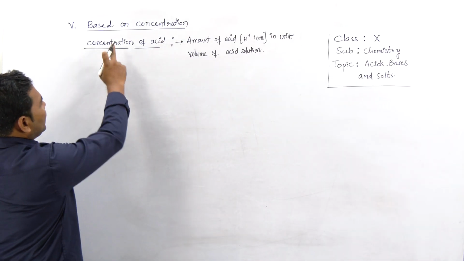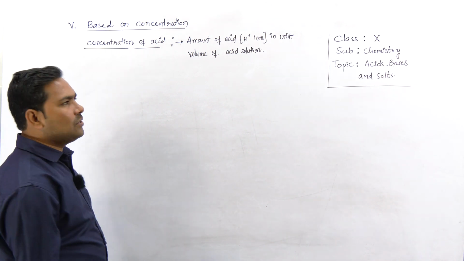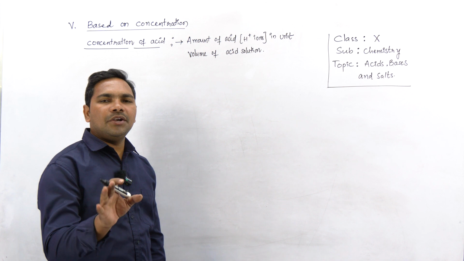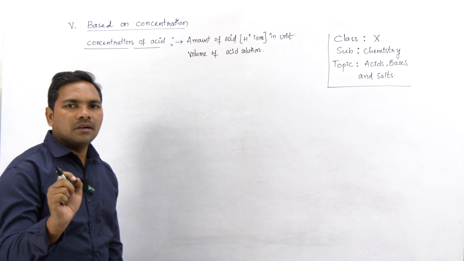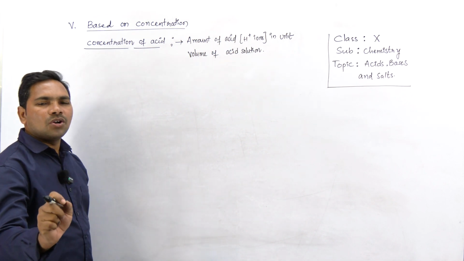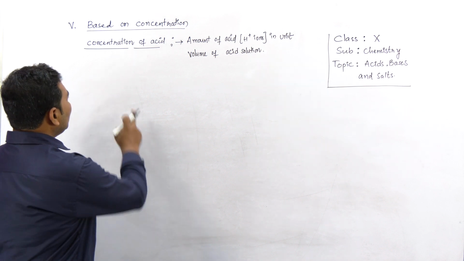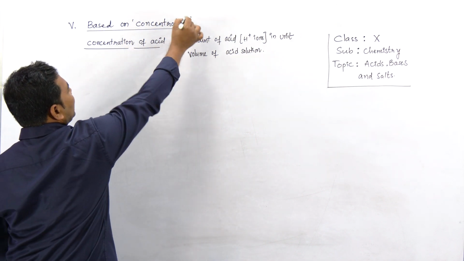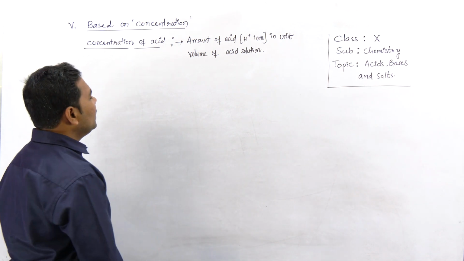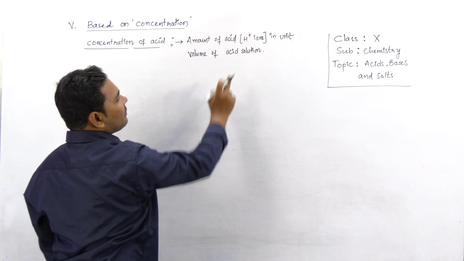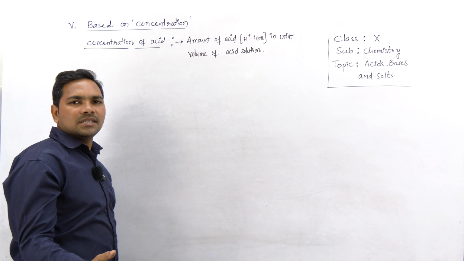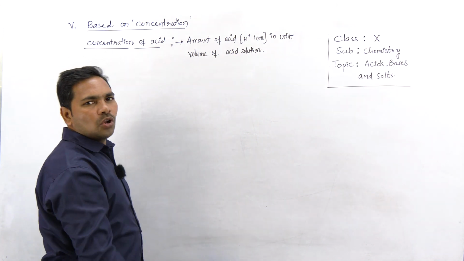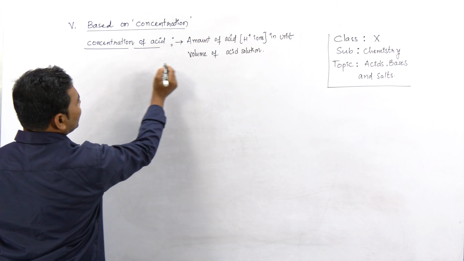Now another category is based on the concentration of acids. Based on this, acids are divided into two types. One is dilute acids, the second one is concentrated acids. Firstly, what is meant by concentration? Concentration of an acid solution simply means the amount of acid. Generally acids are identified by H plus ions. The amount of acid in a unit volume of the solution is called concentration.